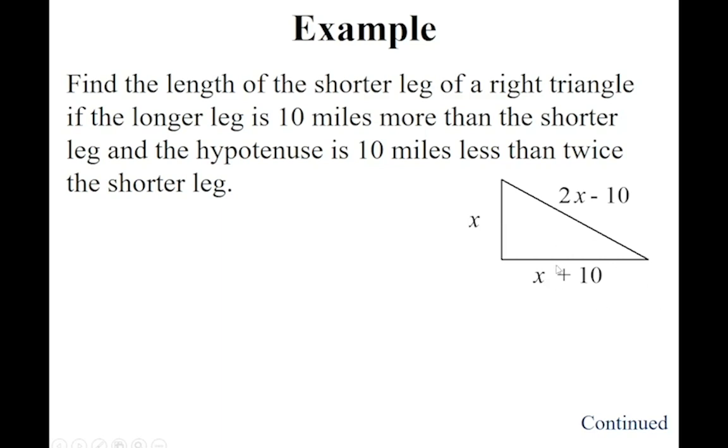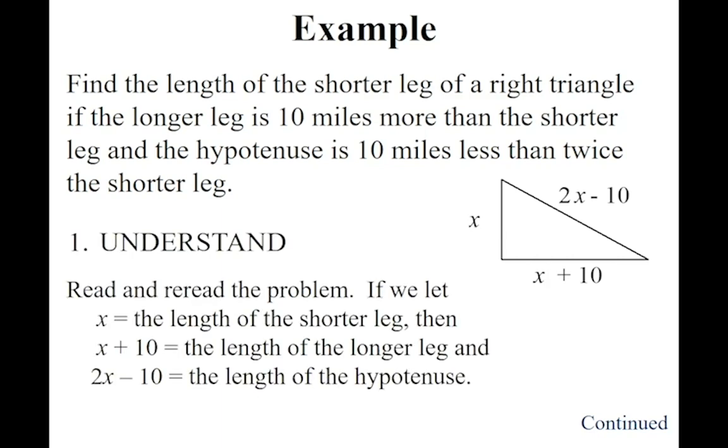If the longer leg is 10 miles more than the shorter leg, so x plus 10, and the hypotenuse is 10 miles less than twice the shorter leg, so 2x minus 10. Remember, always draw a figure if we can. So we've read the problem, we've made our figure, and we've labeled our sides based on the descriptions in the problem. If x is the length of the shorter leg, then x plus 10 is the length of the longer leg, and 2x minus 10 is the length of the hypotenuse.